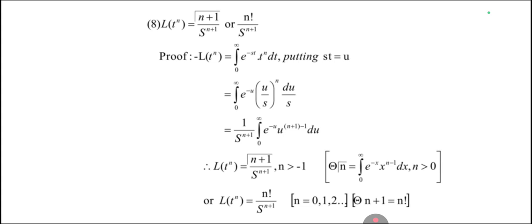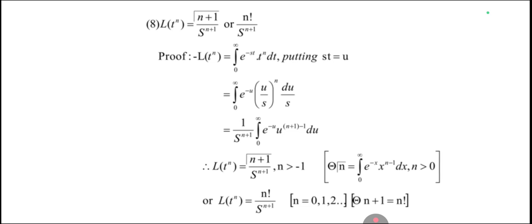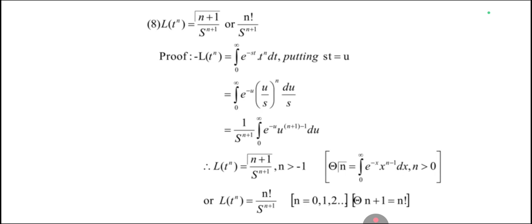Now substitute and simplify this one. We will have integral 0 to infinity e power minus u into u by s the whole power n into du by s. Now take the power separately for both numerator and denominator. When you simplify this, you will have 1 by s power n plus 1 into integral 0 to infinity e power minus u into u power n du. Now in the power, add and subtract 1. We will have u power n plus 1 minus 1 into du.